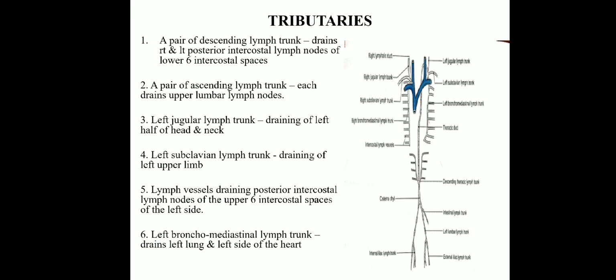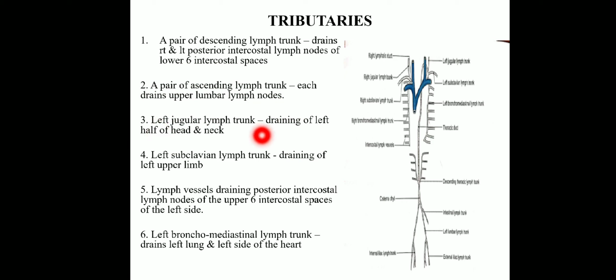Now what are the tributaries? There are six main tributaries that drain into the thoracic duct. First, a pair of descending lymph trunks that drain the right and left posterior intercostal lymph nodes of the lower 6 intercostal spaces, both sides. Second, a pair of ascending lymph trunks that drain the upper lumbar lymph nodes.